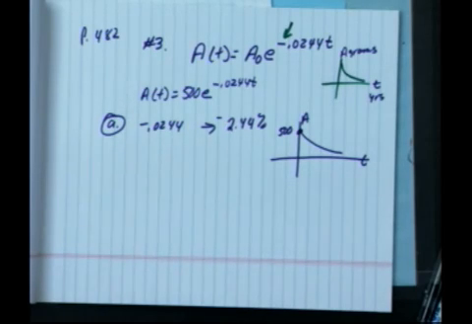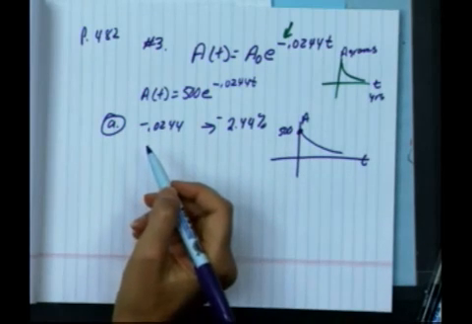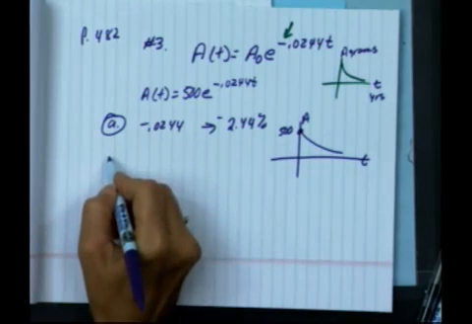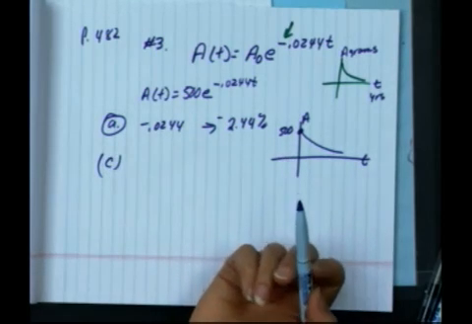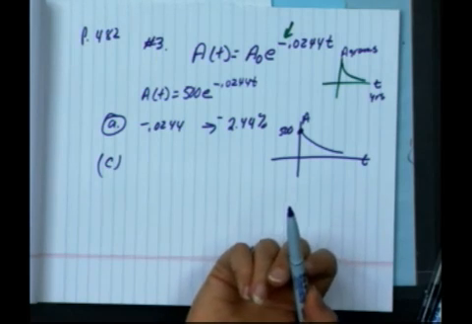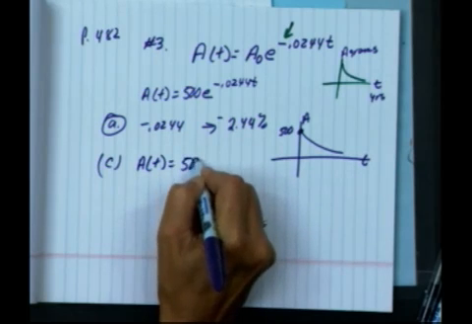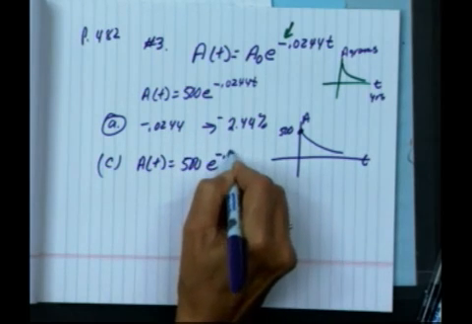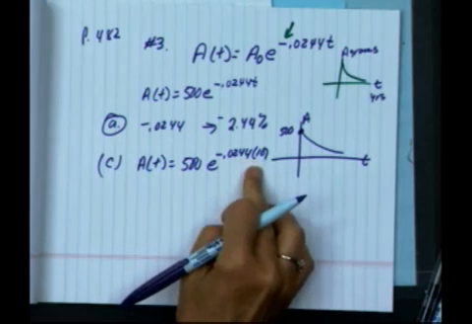All right, so that was B. Okay, how much of this is left after 10 years? We're on part C. What do you do? Put in 10. The amount, when you start out with 500, e to the negative 0.0244, after 10 years, when t is 10.